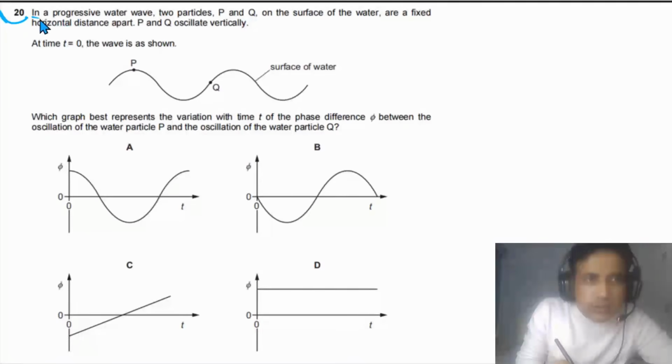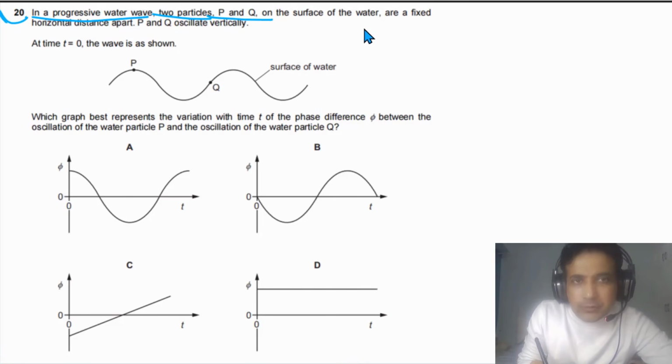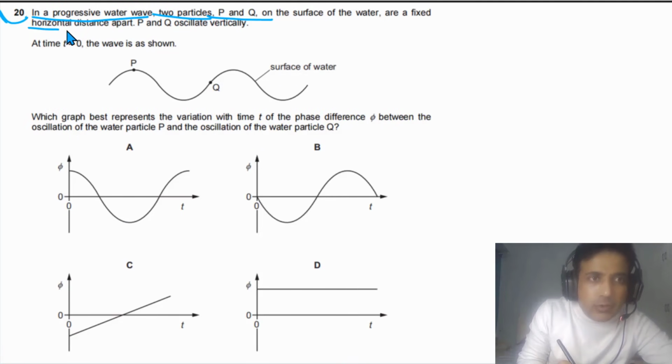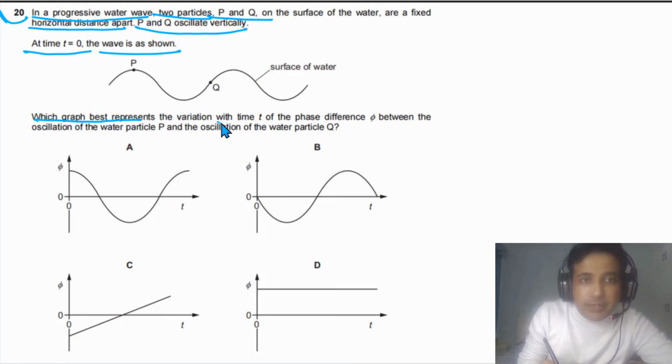Question number 20 says, in a progressive water wave, two particles P and Q on the surface of the water are a fixed horizontal distance apart. P and Q oscillate vertically. At time t equal to 0, the wave is as shown in this figure. Which graph best represents the variation with time of the phase difference between the oscillations of the water particle P and the oscillation of the water particle Q?